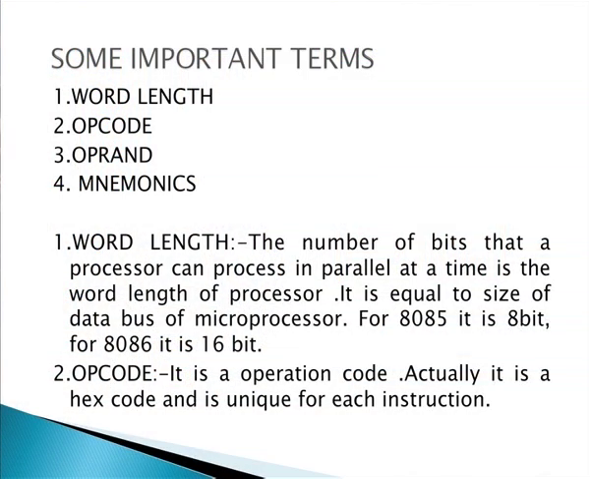Now we come to some important terms related to microprocessor. These terms are word length, opcode, operand and mnemonics. Now first of all, we discuss the word length. The number of bits that a processor can process in parallel at a time is the word length of the processor. It is equal to the size of data bus of a microprocessor. For 8085 it is 8 bit, for 8086 it is 16 bit and so on.